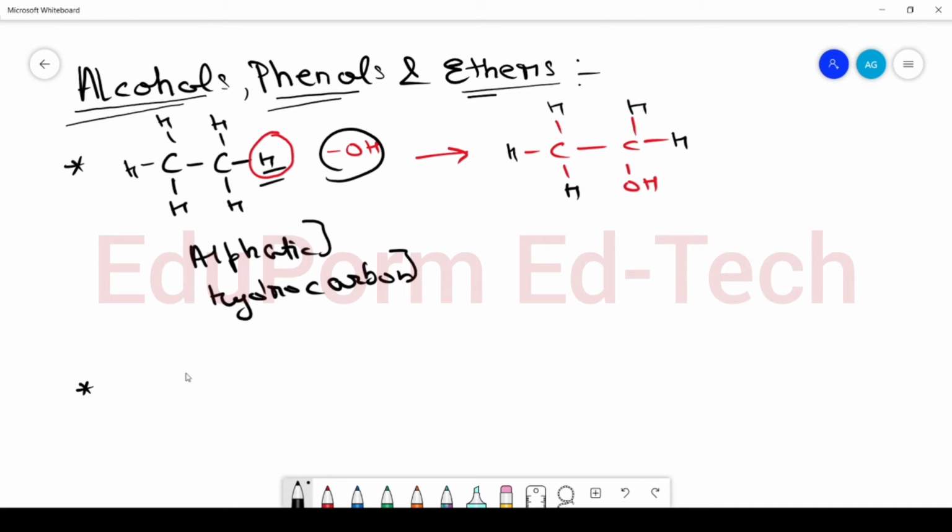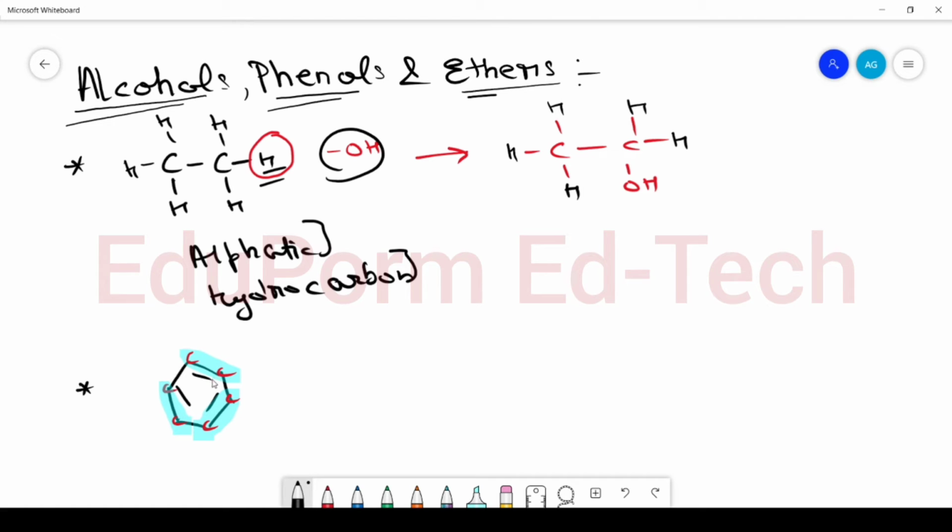Similarly, let's say we have a benzene ring. This is a benzene ring. This benzene ring consists of 6 carbon atoms, 1, 2, 3, 4, 5 and 6. All these carbon atoms are present in double bond with each other. This is a carbon-carbon double bond. Similarly, this is a carbon-carbon double bond. This is a carbon-carbon double bond. So all carbons are present in double bond, and all carbons also consist of hydrogen.